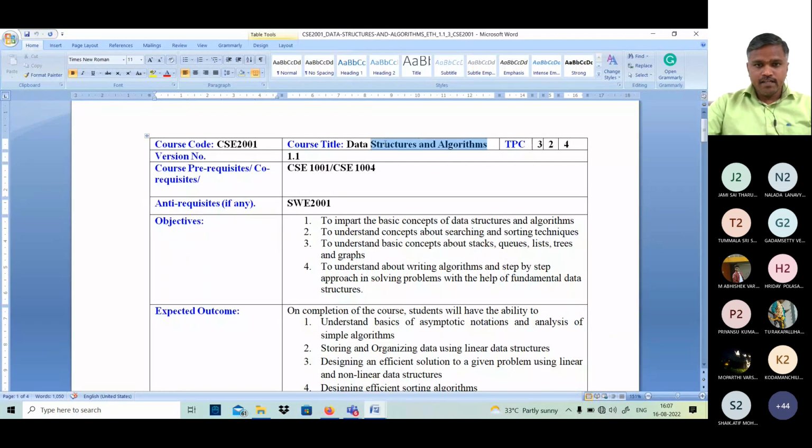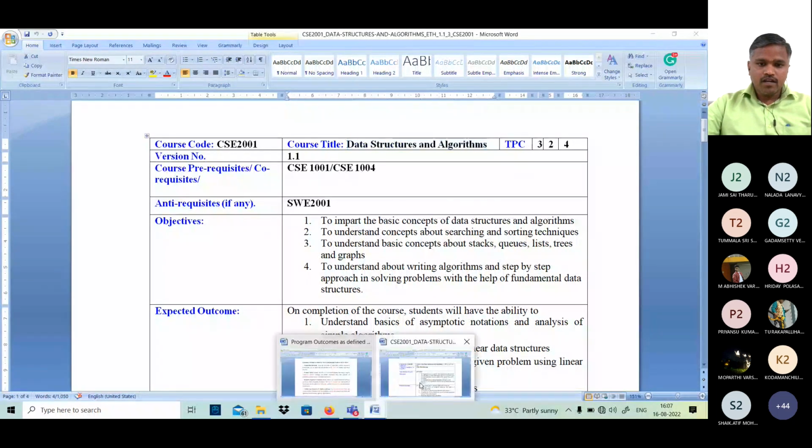So here our course title is the data structures and algorithms. So why we are using the data structures and algorithms course? Why we have to study? What is the benefit of this course? So once you complete this semester, at the end of the semester, you will get a few benefits from the data structures and algorithms course. Those benefits are called course outcomes, outcome of this course.